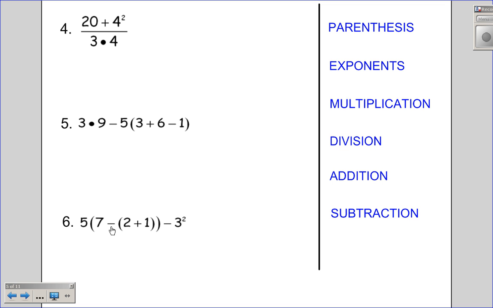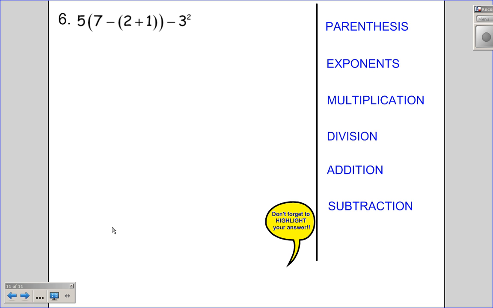And let's take a look at our last one here, number 6. We have 5 times the quantity 7 minus the quantity 2 plus 1 minus 3 squared. So I'm working with the parentheses first, but I have parentheses within parentheses, so I'm going to do the very inside one first. 2 plus 1 is 3. I could leave this in parentheses or I can drop it. Because it's just a number by itself, I don't need the parenthesis there. So I'm still working in this parenthesis now. And 7 minus 3 is 4.